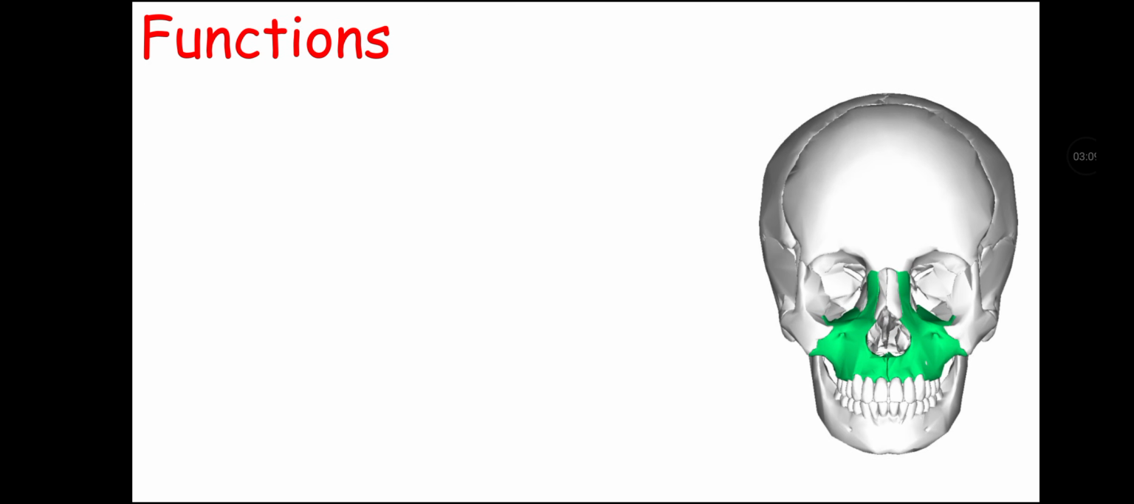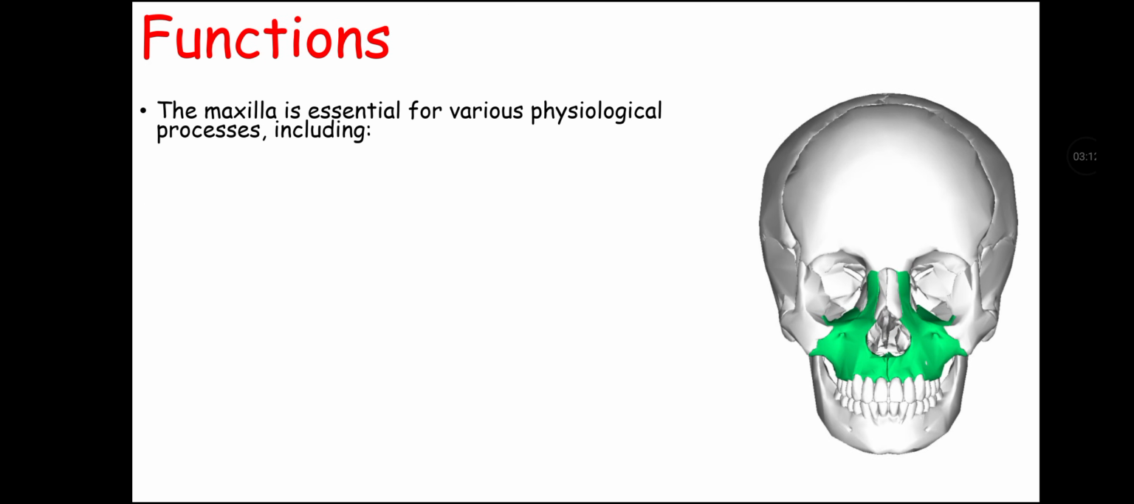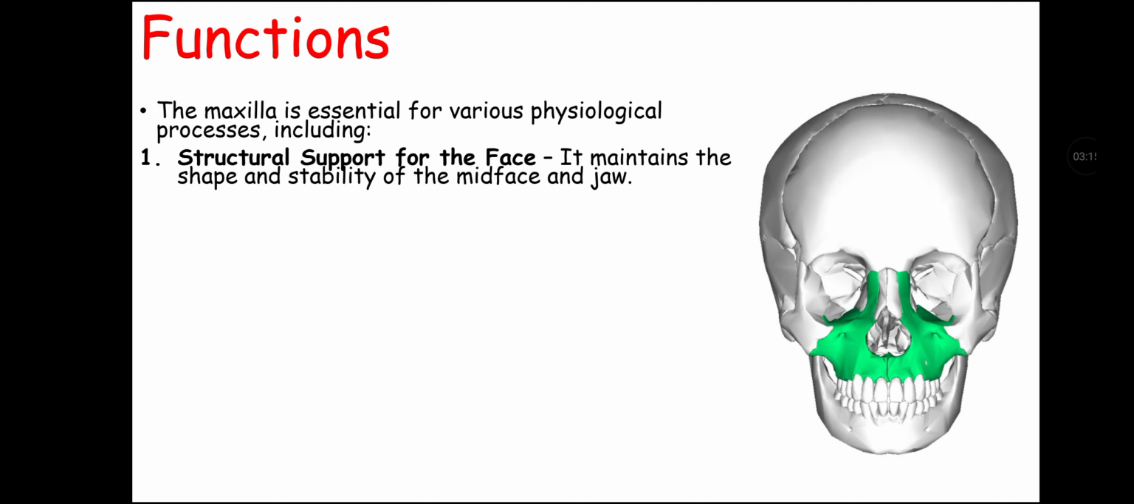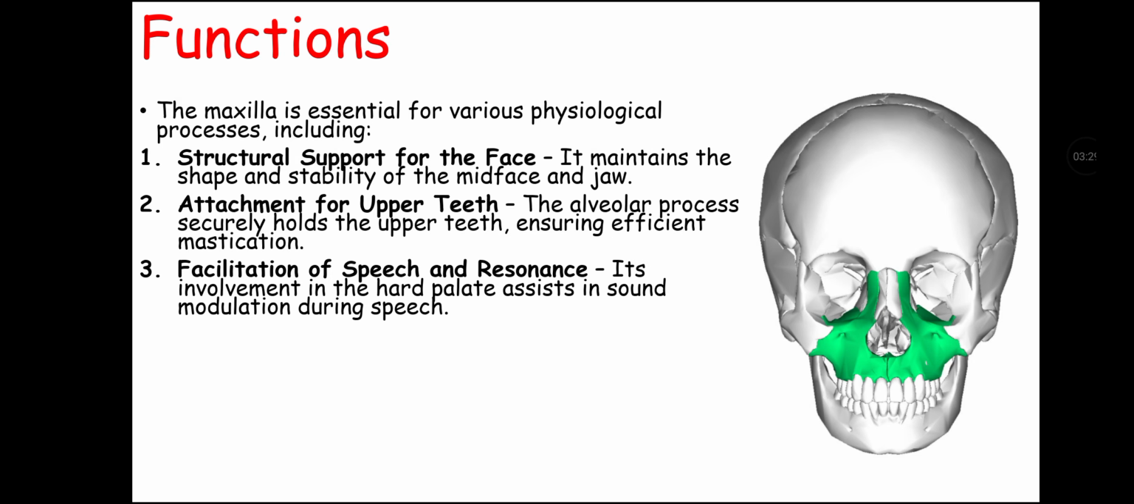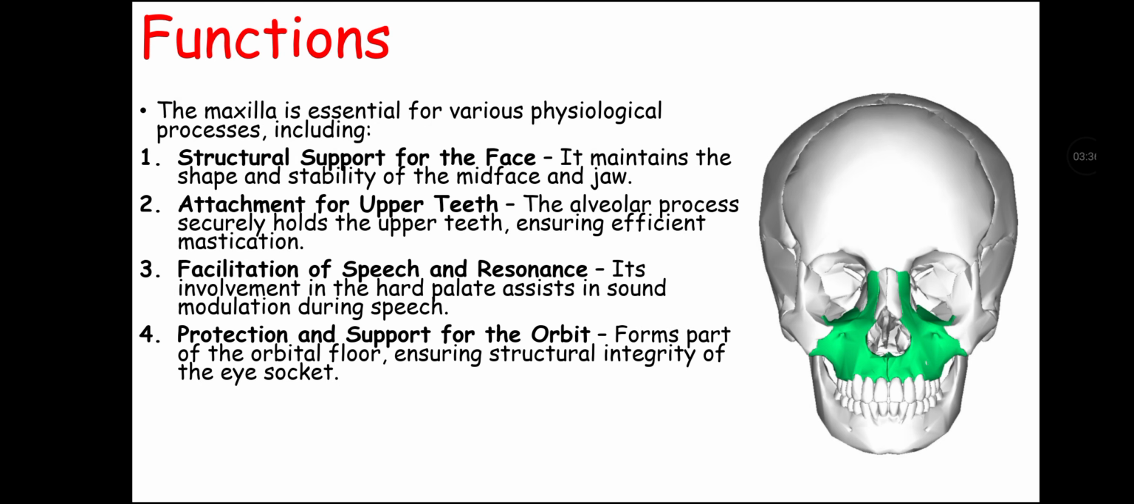Now let's talk about the function of the maxilla. Maxilla is essential for various physiological processes, including structural support for the face, as it maintains the shape and stability of midface and jaw. The second function of maxilla is attachment for upper teeth, as the alveolar process securely holds the upper teeth, ensuring efficient mastication.